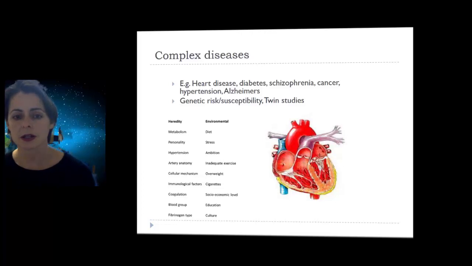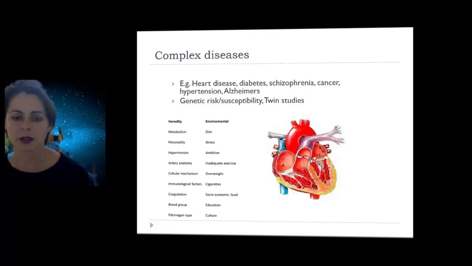But also we must understand that for most complex diseases, it's really hard to delineate the difference between hereditary components and environmental components. And I've included heart disease here as an example of a complex disease, but this is equally applicable to diabetes, schizophrenia, cancer, high blood pressure, and Alzheimer's disease. How do we know if something has a genetic risk? There are thousands of papers for all of these conditions on identifying SNPs or key genetic variants.